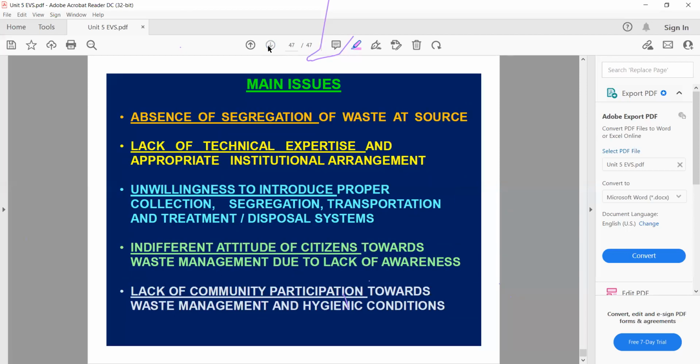And finally, these are the main issues of what we just studied. Absence of segregation of waste at source, lack of technical expertise and appropriate institutional arrangement, unwillingness to introduce proper collection, segregation, transportation, and treatment and disposal systems, indifferent attitude of citizens towards waste management due to lack of awareness, right? Lack of community participation towards waste management and hygiene conditions. Okay, so we end this unit here.